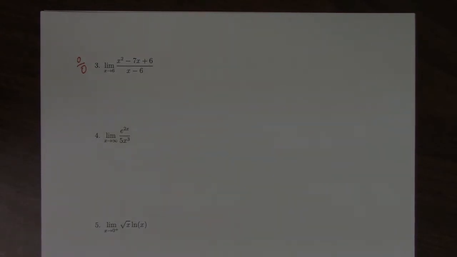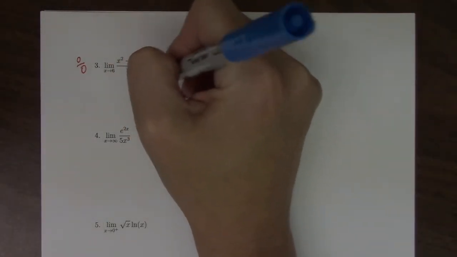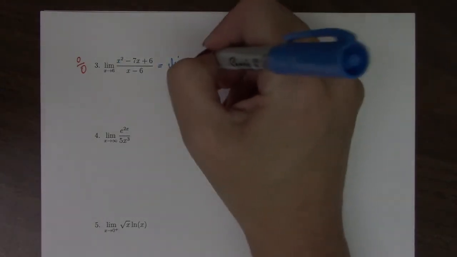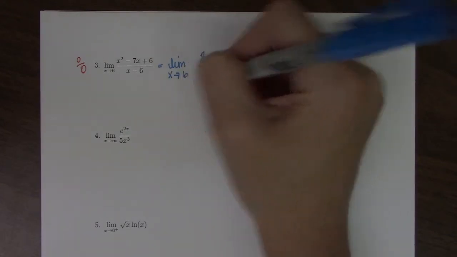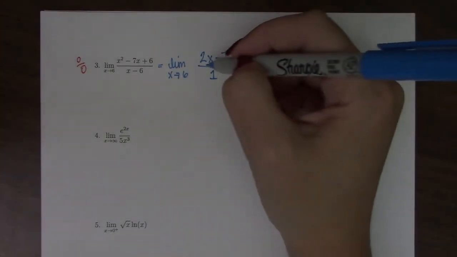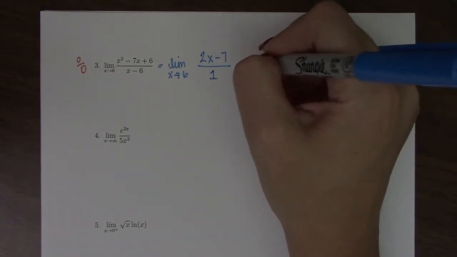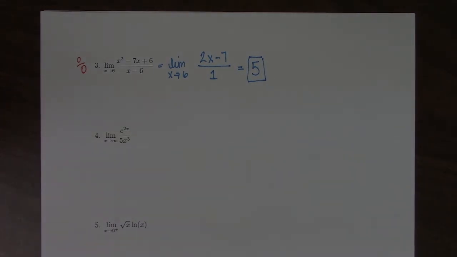So if we do L'Hopital, we say, well, then this is the limit as x approaches 6. The derivative of the numerator is 2x minus 7, and the derivative of the denominator is 1. So now if I plug in 6, I get 12 minus 7, which is 5. For functions that are really easy to differentiate, like polynomials, this might be a quicker method to get to the answer than doing algebra.